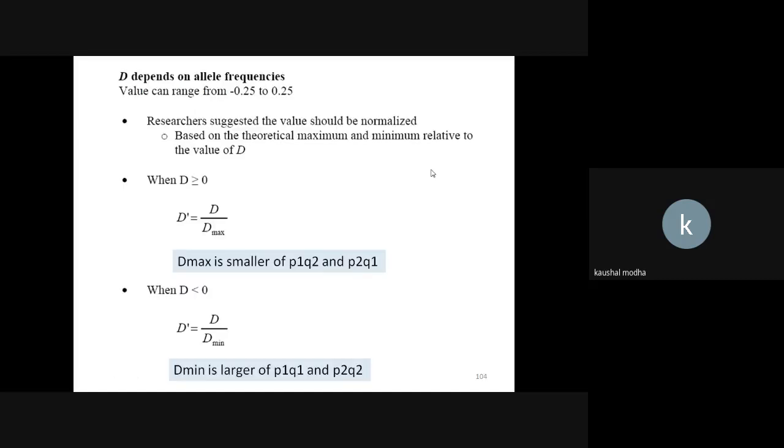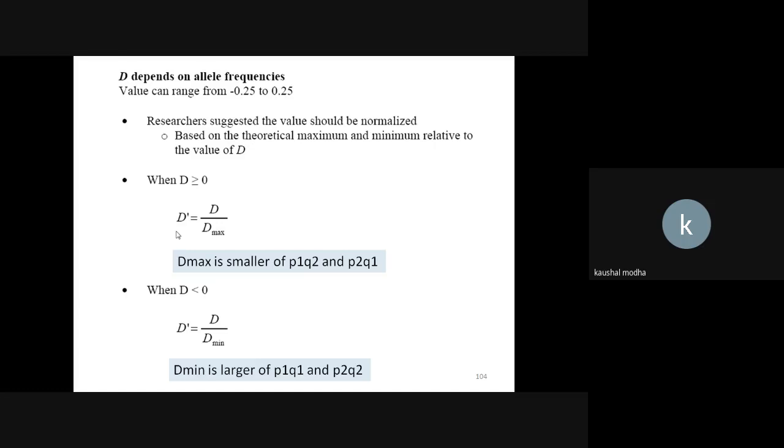Now before going to calculate D and other parameters which are used for LD mapping, let us understand some other aspect of D. The value of linkage disequilibrium will vary from minus 0.25 to 0.25. And based on the concept of linkage disequilibrium, LD is influenced by the allelic frequencies. So we need to normalize the value of D before incorporating that into analysis. It is called normalized D. D dash is the normalized D value. How is it influenced by the allelic frequencies?